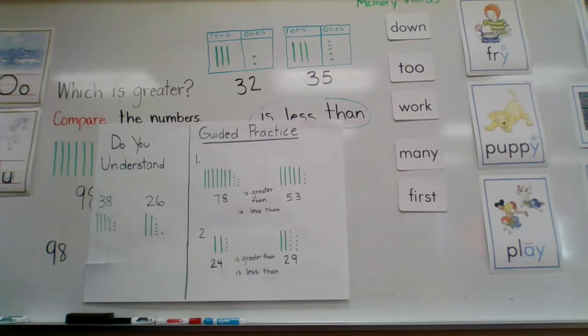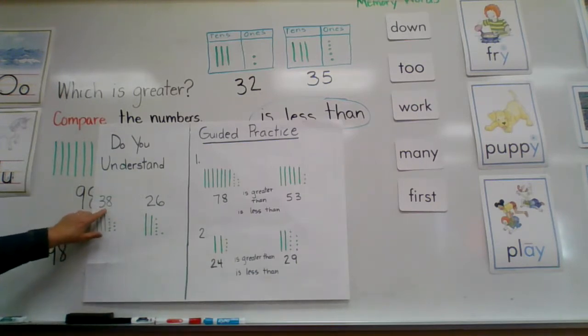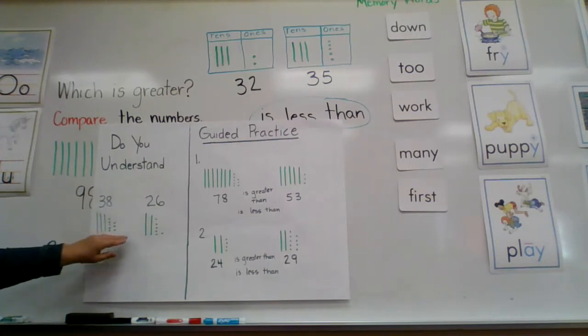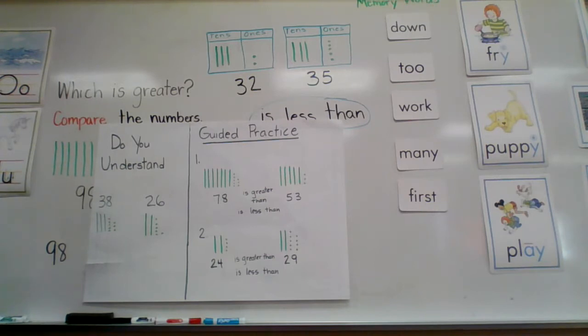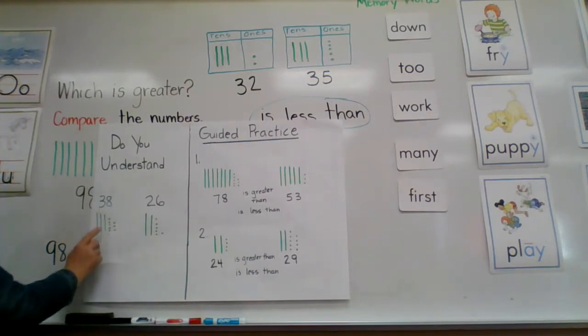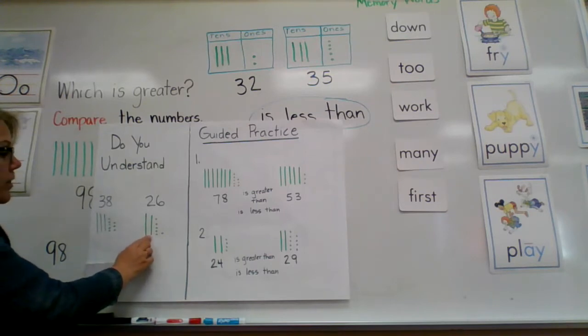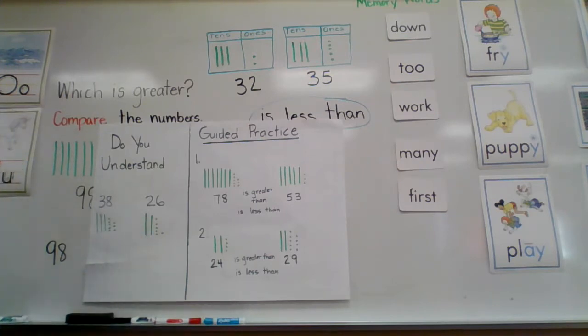So, how would you complete this sentence? 38 is greater than or less than 26. And how do you know? Remember, we first start out by comparing how many are in the tens place. In the number 38, we have 1, 2, 3 groups of 10. And in the number 26, we have 1, 2 groups of 10. So we don't have to go any farther in comparing our numbers.